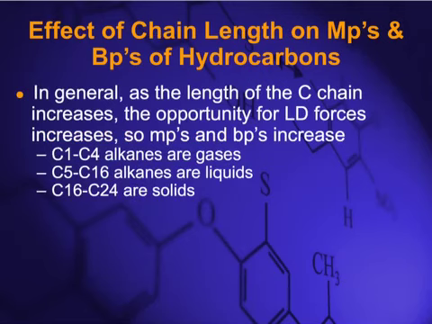As we mentioned, as the number of carbons increase, the number of electrons present in the molecule increase, so therefore the London dispersion force increase, and so does the melting point and the boiling point. In general, 1 carbon to 4 carbon hydrocarbons are gases. This is methane, ethane, propane, and butane. Whereas 5 carbon to 16 carbon hydrocarbons are liquids, such as pentane, octane, hexane. And 16 carbon to 24 carbon hydrocarbons are solids, such as wax.